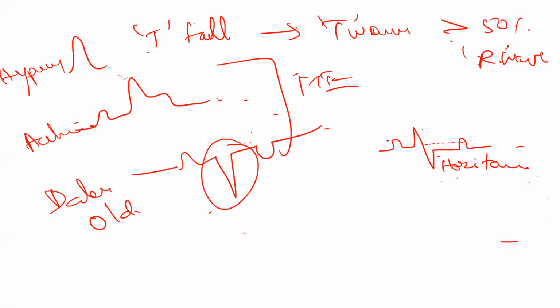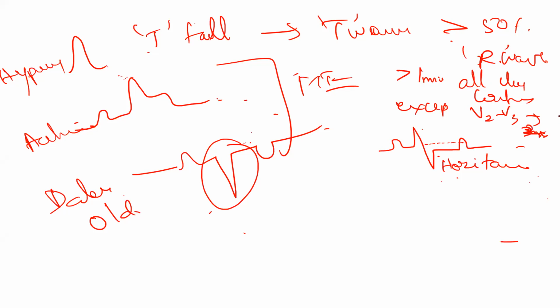For identification of ST elevation, it is more than 1 millimeter elevation from the isoelectric baseline in all contiguous leads, except V2 and V3, where you need 2 millimeters of elevation. Similarly, for ST depression in myocardial ischemia, more than 1 millimeter, or some people take even more than 0.5 millimeter depression from the baseline. That is going to be significant.